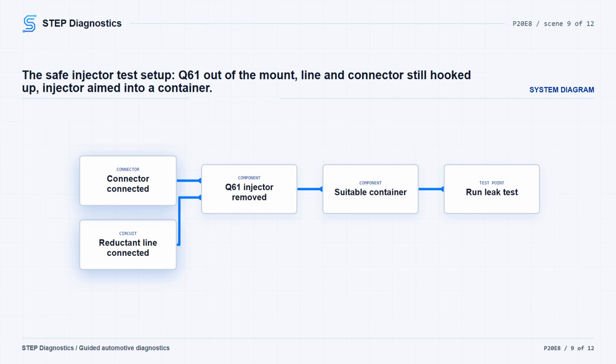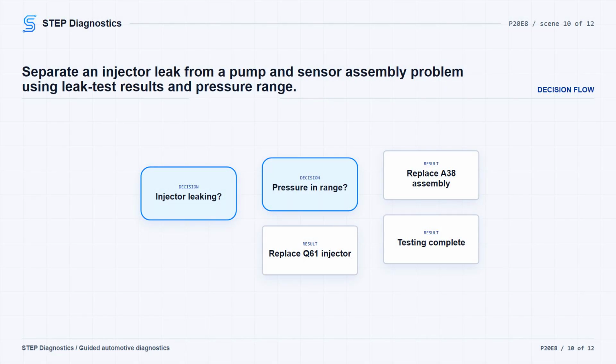If the injector is not leaking, run the reductant system leak test again and verify reductant pressure is 450 to 550 kPa or 65 to 80 psi. If pressure is not between 450 and 550 kPa, replace the A38 reductant pump and sensor assembly. If pressure is within specification, the circuit and system testing path is complete.